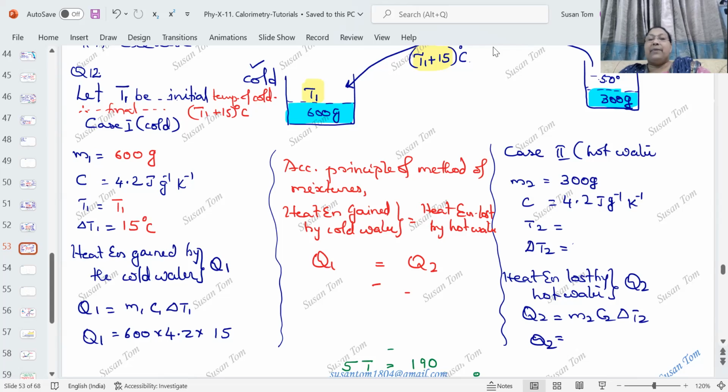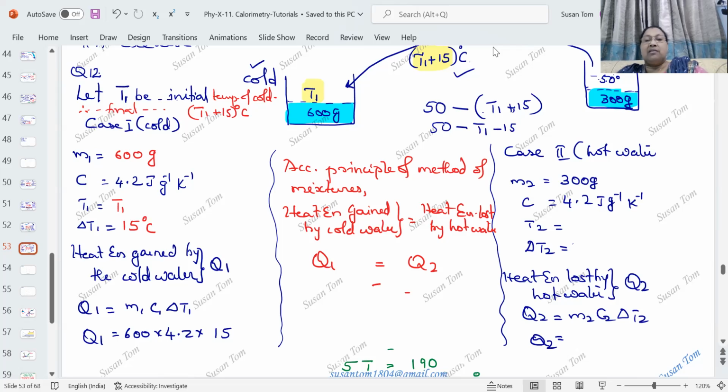C is 4.2. Let's now make the expression for temperature. 50 was its initial temperature, which is the higher value. From the 50, you subtract this temperature, T1 plus 15. Now on operating the bracket, it will become 50 minus T1 and minus 15. 50 minus 15 is 35. 35 minus T1 will be the expression. Can you understand?